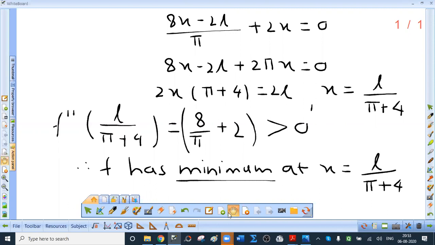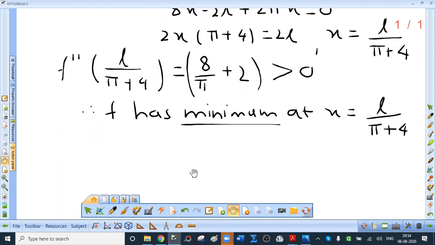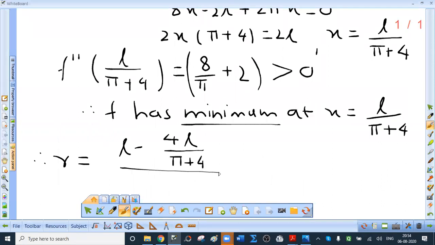But this is not asked. We are asked to show that for minimum sum of the areas, the radius of the circle is half the side of the square. Okay. So let us find r at this value of x. So R equal to L minus 4x. So L minus 4L upon pi plus 4 upon 2 pi. Now simplify this.